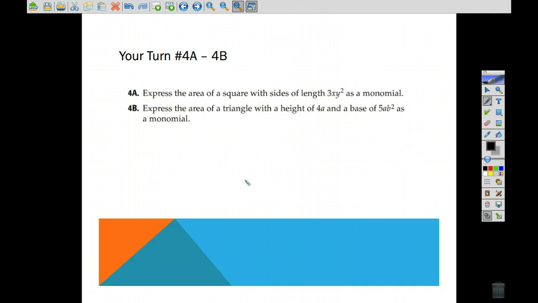Okay, so your turn, 4a and 4b. Express the area of a square with those lengths and the area of a triangle. So mind you, the area of a square is multiplying each side, right, so x squared. And the area of a triangle is 1/2 base times height. Okay, so there are your two equations you're going to use for a and b.